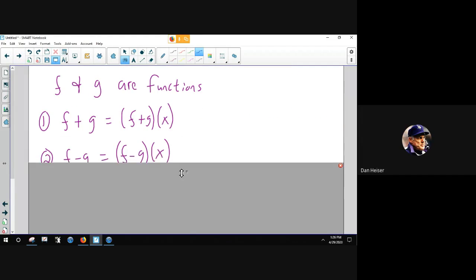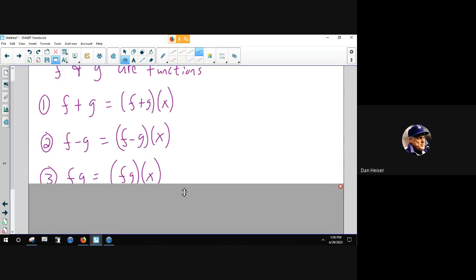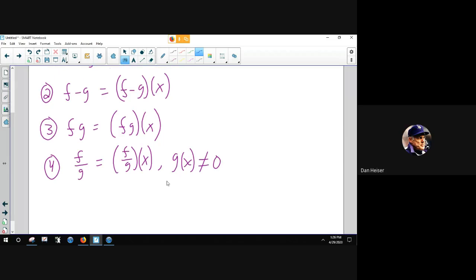And this repeats with every property. We can do that with difference. We can take the differences separately and calculate. We can subtract first and then plug in a value. We can do that with product. And we can do that with a quotient on one condition. g of x cannot give us 0. If we plug in a value of x that makes the denominator 0, then property number 4 fails.